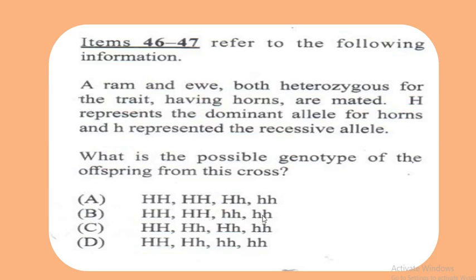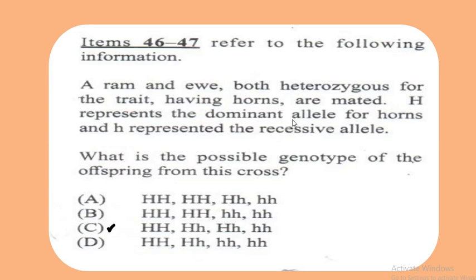Alright? This item refers to the following information. A ram and ewe, both heterozygous for the trait, having horns, are mated. Capital H represents the dominant allele for horns, and small h represents the recessive allele. That means no horn. What is the possible genotype of the offspring from this cross? And again, you're going to use the Punnett square. Both of them are heterozygous, so both of them will have the genotype small h and capital H, right? So you will have to do the cross, and the answer is C.